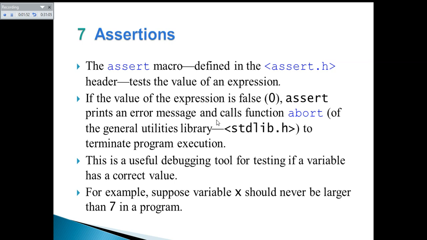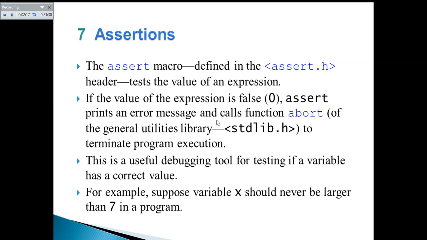This is a useful debugging tool for testing if a variable has a correct value. During some times of program execution, your variables will not have correct values. So during debugging, by using the assert debugging tool, we can test if a variable has a correct value or not.